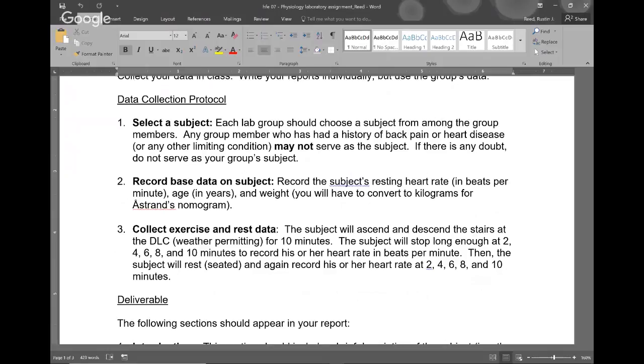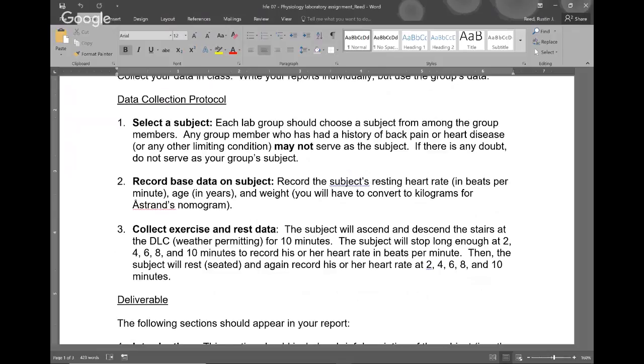You're going to select someone in your group to be the subject. That's the person that's going to be doing the exercise. That's the guinea pig. You want to describe the subject, and he gives examples. All you really need is the age, weight, height, and gender. For the task, just mention that we're climbing stairs for 10 minutes by DLC. And then the objective of the laboratory.